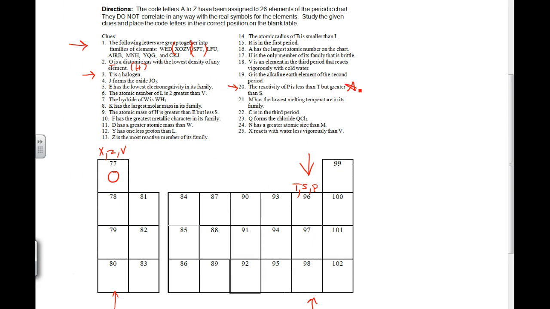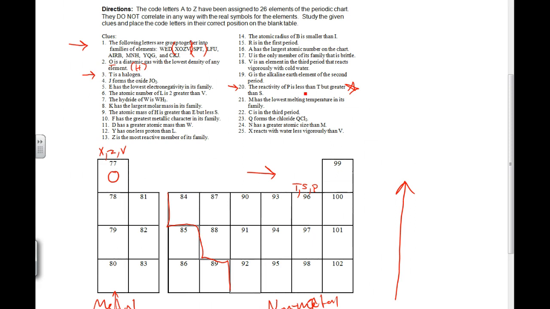This is a huge clue. Remember, over here, this is my staircase. Everything on this side is a non-metal. Everything over here is a metal. Hopefully you will recall that reactivity for nonmetals increases as I go up and as I go this way. If reactivity increases, then I know the most reactive will be on the top and the least reactive will be on the bottom.